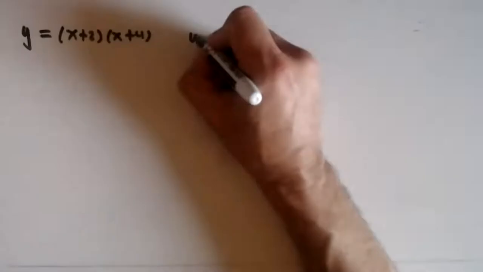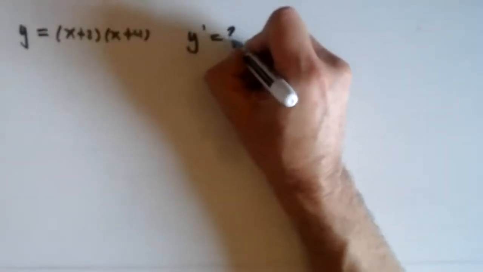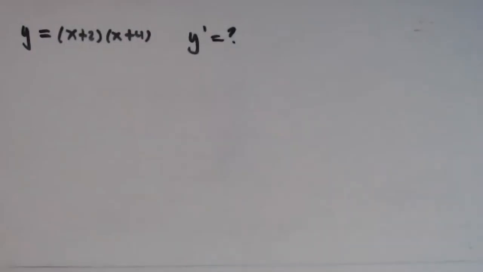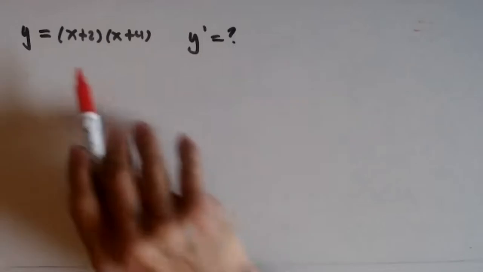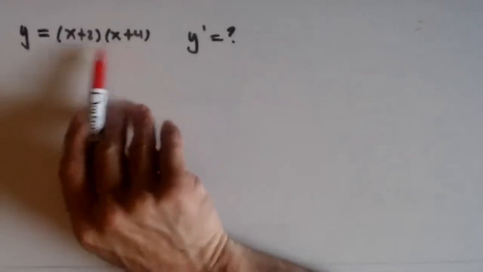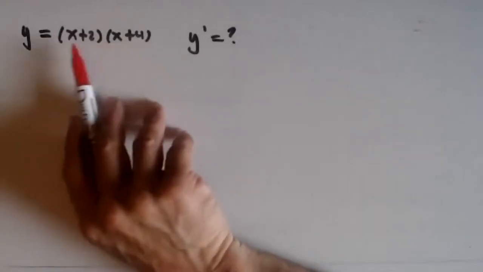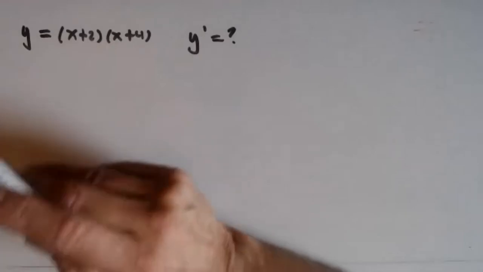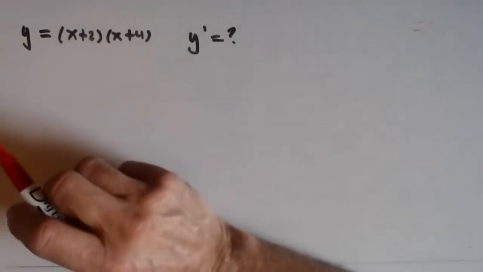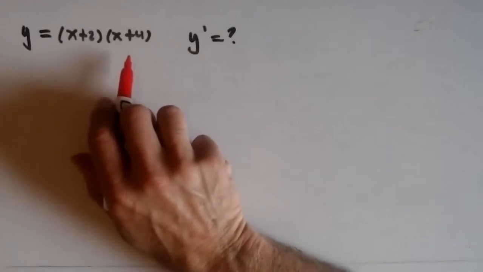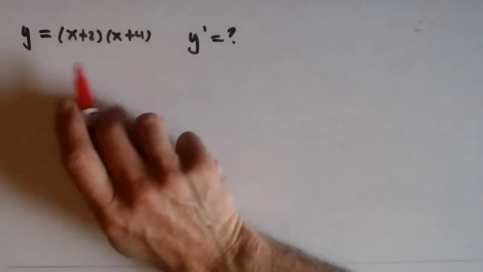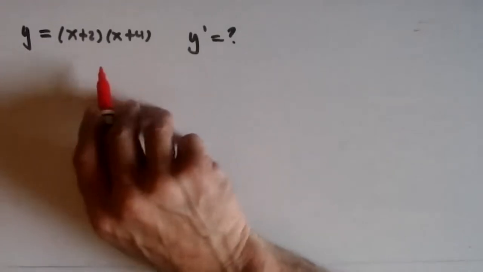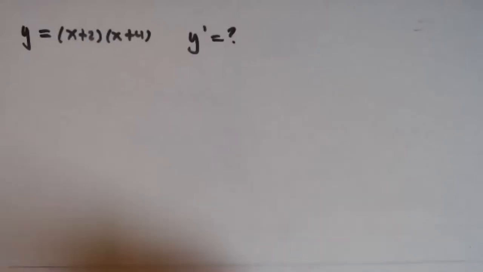I need y prime, correct? You can tell me, this is easy, mister, because you can get the product or you can multiply and get the derivative of the quadratic. That's correct. You can do that. But I'm going to show you a method that possibly here is going to be annoying, but in the next problems is going to be very useful.